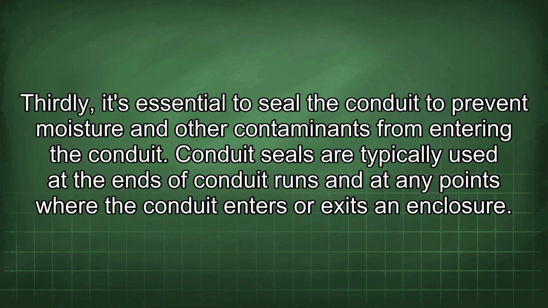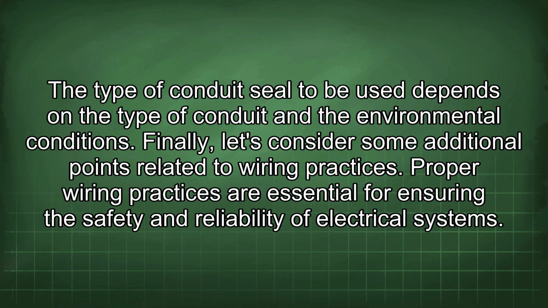Thirdly, it's essential to seal the conduit to prevent moisture and other contaminants from entering the conduit. Conduit seals are typically used at the ends of conduit runs and at any points where the conduit enters or exits an enclosure. The type of conduit seal to be used depends on the type of conduit and the environmental conditions. Finally, let's consider some additional points related to wiring practices.